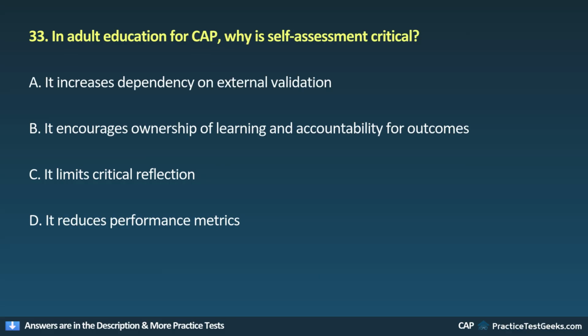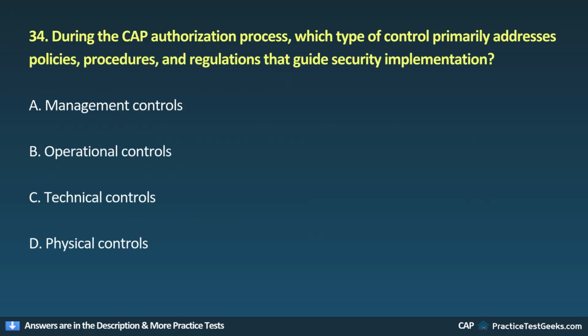33. In adult education for CAP, why is self-assessment critical? A. It increases dependency on external validation. B. It encourages ownership of learning and accountability for outcomes. C. It limits critical reflection. D. It reduces performance metrics.